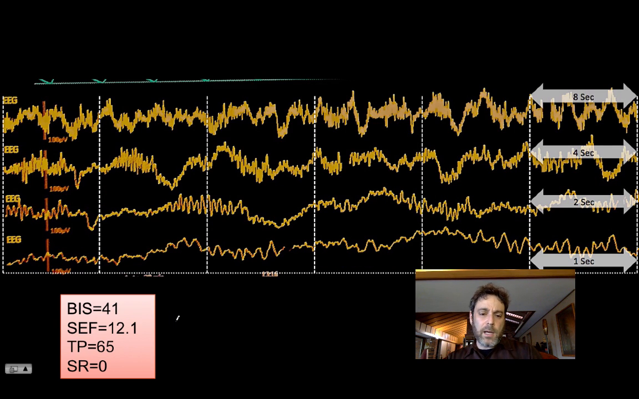Okay, how about this one? The BIS is 41, spectral edge is 12. Again, you can see these lovely slow delta waves. You can see spindles more on the crest than the trough of the delta waves, so cross-frequency phase amplitude coupling, and counting the spindles, 1, 2, 3, 4, 5, 6, 7, 8, 9, 10, 11 hertz. So 11 hertz, which is consistent with our spectral edge frequency, adequate to deep general anesthesia.